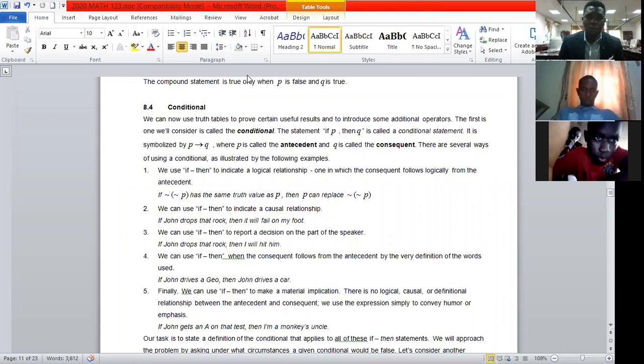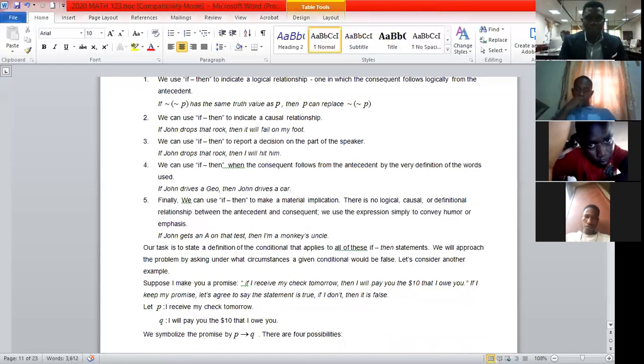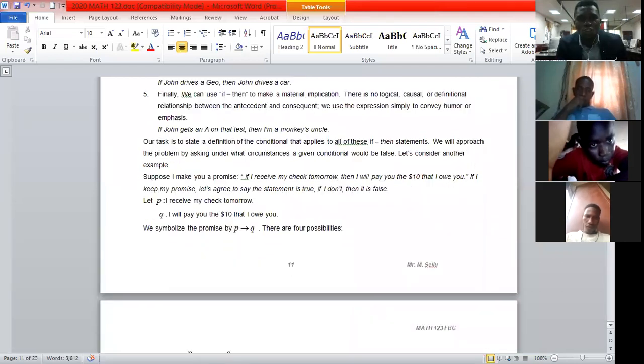A fourth way is that if John drives a Jaguar, then John drives a car. So it's another way we can represent a conditional statement. And finally, you can also represent a conditional statement using idioms, wherein you say if John gets an A on that test, then I am a monkey's uncle. So you bring in the conditional in that case. So these are ways you can represent conditional statements.